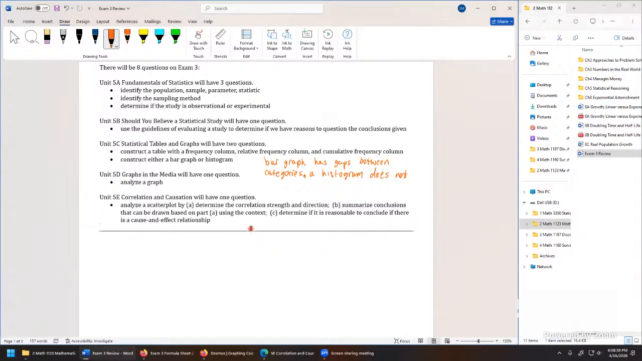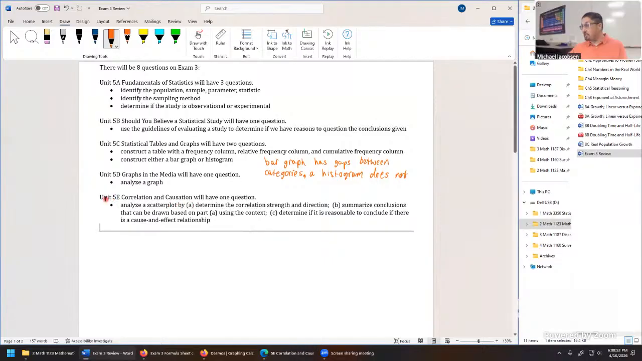I haven't looked at the actual exam 3 review problems yet, but I was wondering if we could go over a question that would be correlation, strength, and direction. Yeah, absolutely. I think that's a good call.